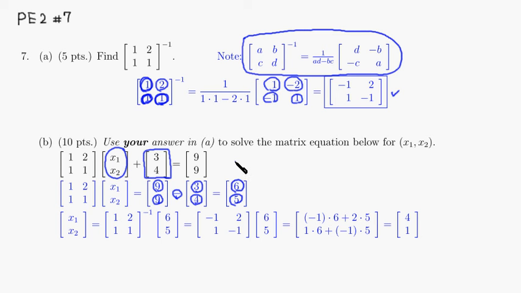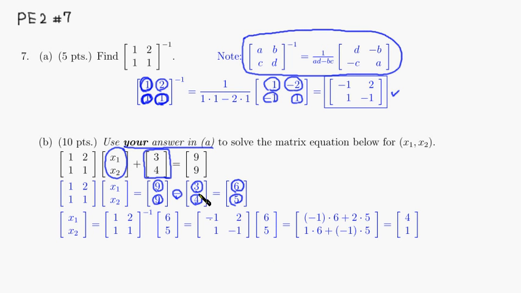It says that we have to use the answer in A, so we have the inverse matrix. We multiply both sides of the equation by this inverse matrix. Since it's an inverse matrix, it's going to cancel out and make the identity matrix, so you're left with x1 and x2. The right-hand side is going to be the inverse matrix times [6, 5]. We already know the inverse, which is [-1, 2; 1, -1], times the [6, 5] matrix.